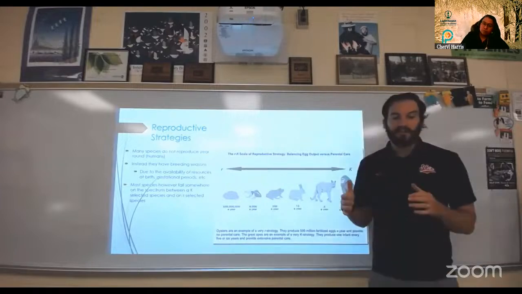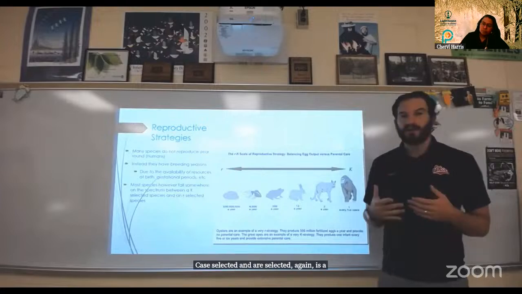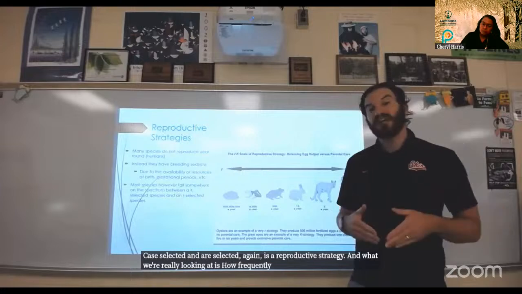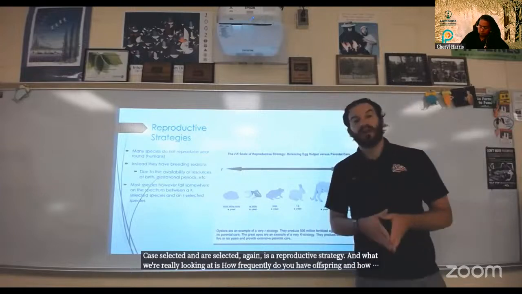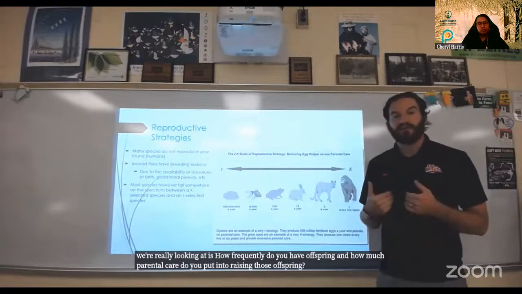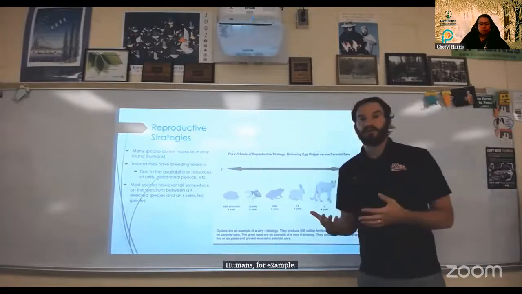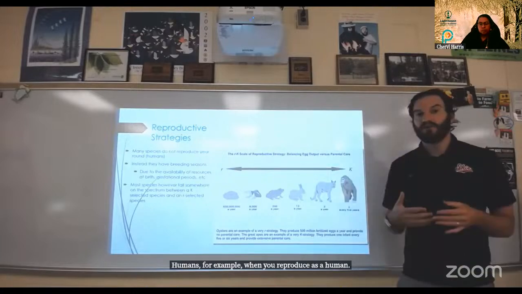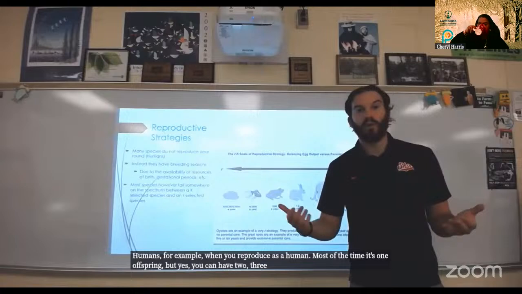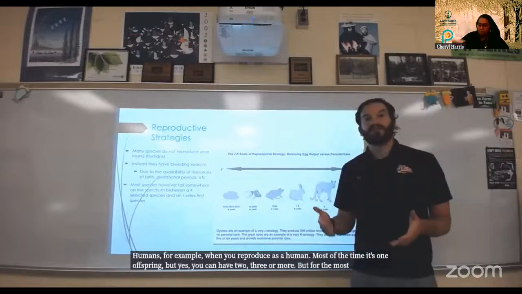K-selected and R-selected, again, is a reproductive strategy. And what we're really looking at is how frequently do you have offspring and how much parental care do you put into raising those offspring. Humans, for example, when you reproduce as a human, most of the time it's one offspring, but yes, you can have 2, 3, or more. But for the most part, it's a single birth at a time.